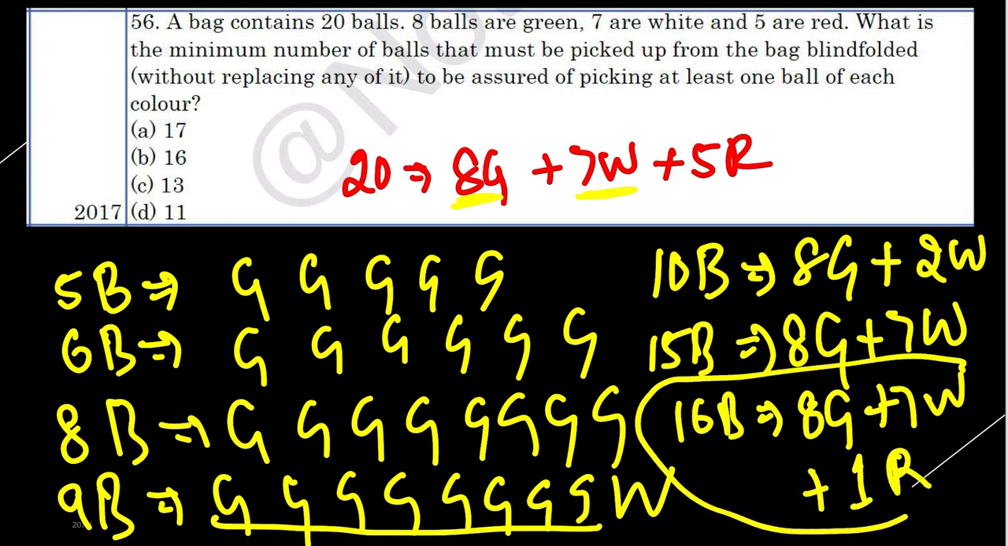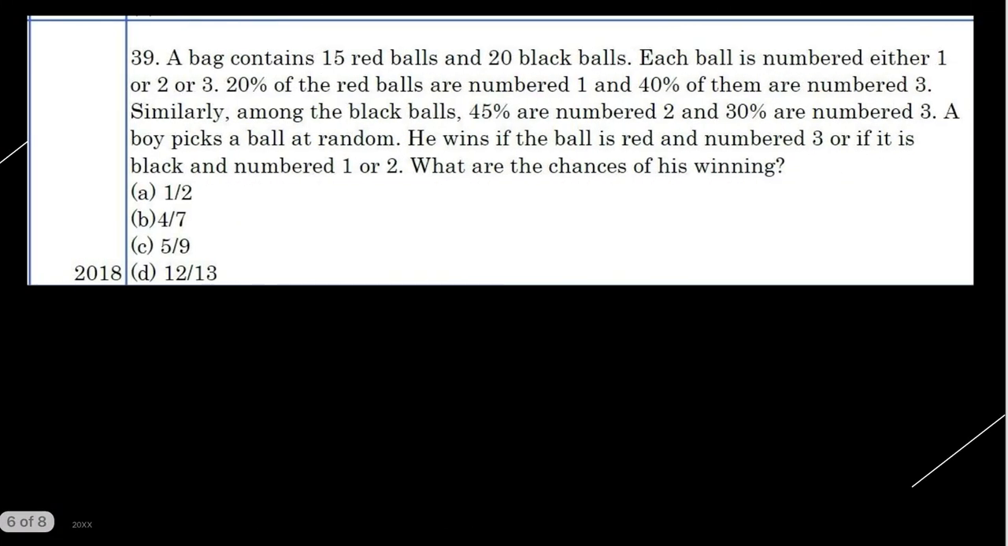So when I am picking 16 balls, I am making sure that I picked one of every color. So the answer is 16 balls, which means when I picked 16 balls, I have picked at least one of each color, and that is the answer. I have to pick 16 balls, then only there is a sure chance that I picked all the colors. That is what they have asked in the question. Right? Now moving on. This is the last question on probability.